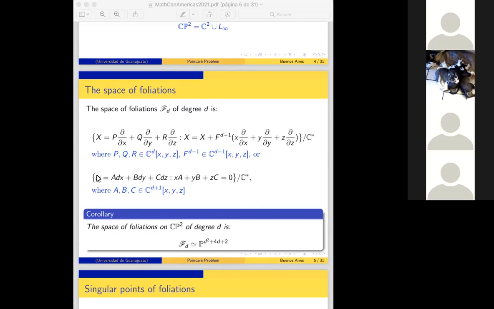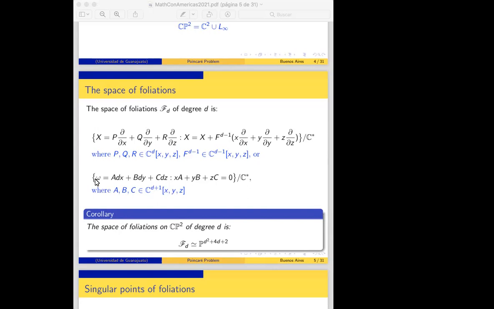And the dual way to define a foliation is as a one form, omega, defined by three homogeneous polynomials of degree d plus 1. Here the degree of the polynomials is d plus 1, where d is the degree of the foliation. And the polynomials a, b, c satisfy the Euler condition. This is the Euler condition: x times a plus y times b plus z times c is equal to 0. And we must take the projectivization of these spaces.